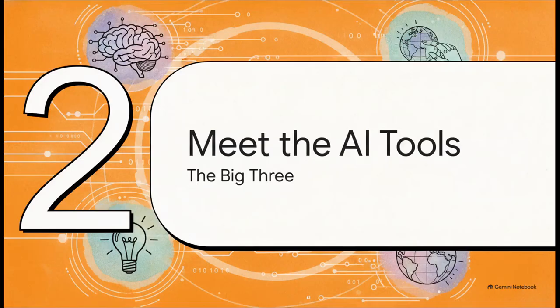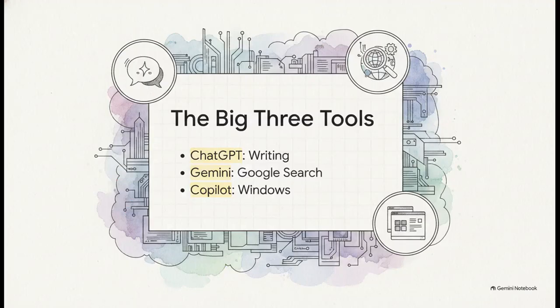Moving right along to Section 2, meet the AI tools, the big 3. These are the most popular systems in the world right now, and the best part? They are completely free to start using. First up is ChatGPT, made by a company called OpenAI. You just go to chat.openai.com. It is fantastic for writing, answering deep questions, and having long, continuous conversations.